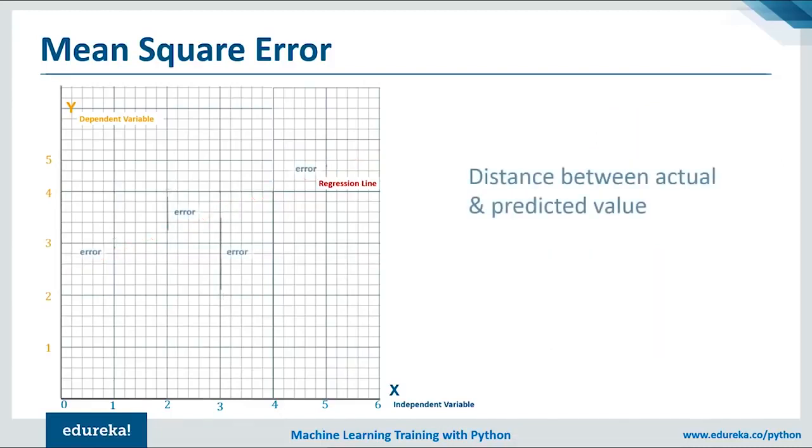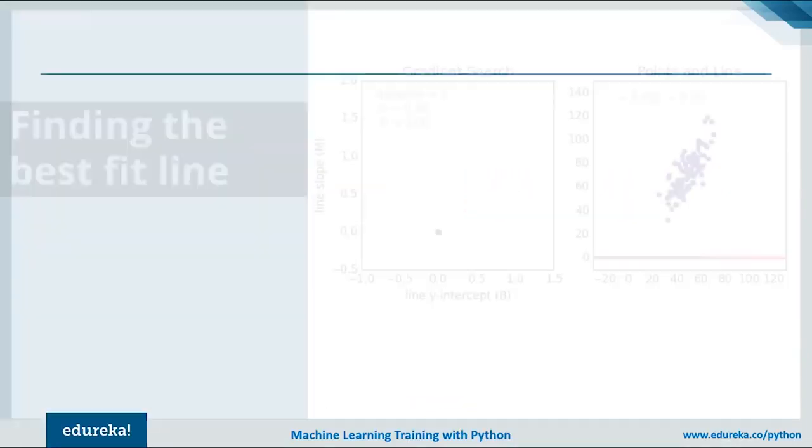Now your task is to calculate the distance between the actual and the predicted value, and your job is to reduce the distance. Or in other words, you have to reduce the error between the actual and the predicted value. The line with the least error will be the line of linear regression or regression line, and it will also be the best fit line.